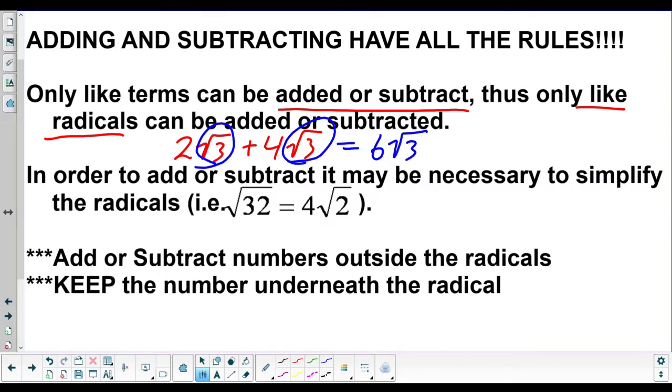You kind of think of them like variables, like x's. 2x plus 4x is 6x. 2 radical 3 plus 4 radical 3 is 6 radical 3. It's probably necessary to simplify some problems. You're going to have a radical 32, and then you're going to have to add it to something with a radical 2, and you're going to say they're different. You might have to simplify first before you're allowed to add or subtract.